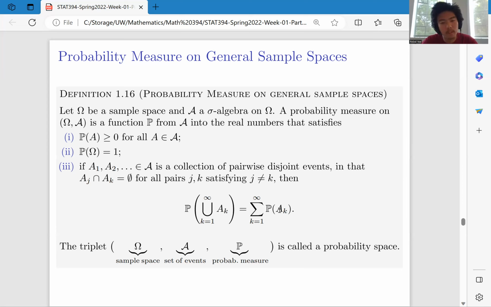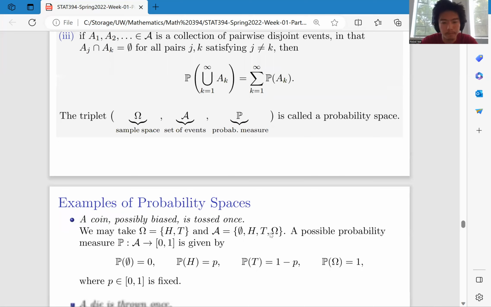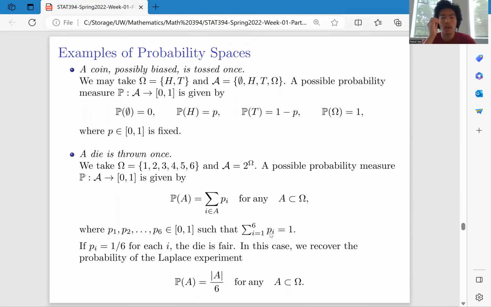And also there's a new concept called the triplet. It's the probability triplet: the sample space plus the set of events plus the probability measure, which is a function from the set of events to real numbers. These three components, combined all together, are called a probability space, also known as the probability triplet we saw before.